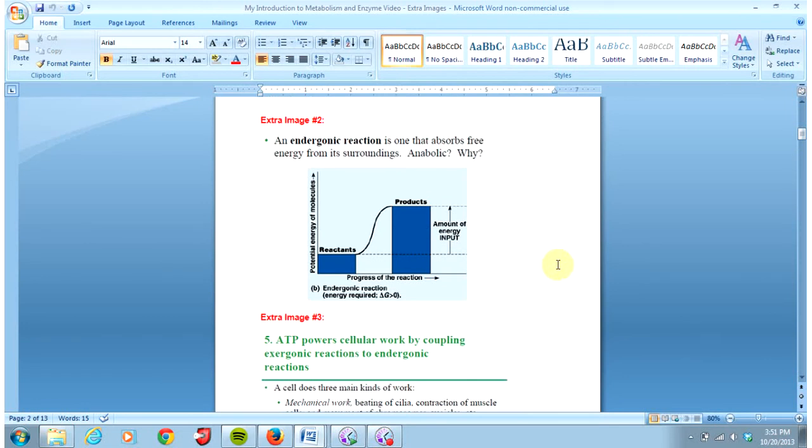And that's going to be one that absorbs free energy from its surroundings. Usually it's an anabolic reaction because when you're adding molecules together to make a larger molecule, usually that process requires energy. So here we show the progress of the reaction, or time, on the x-axis, and the potential energy of the molecules, or in other words, the free energy, on the y-axis. So they show us going from our reactants to our products, and they show that we have to actually add energy to go from reactants to products. So our delta G, or our change in free energy, is greater than 0. It's positive.